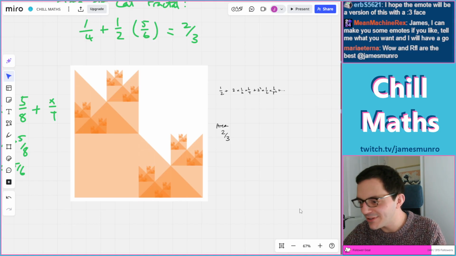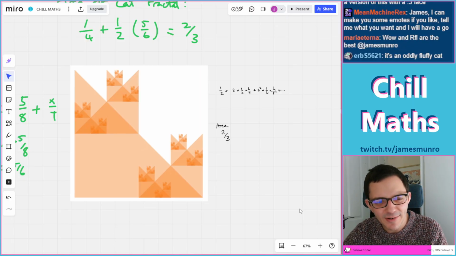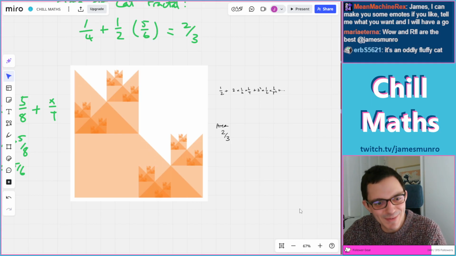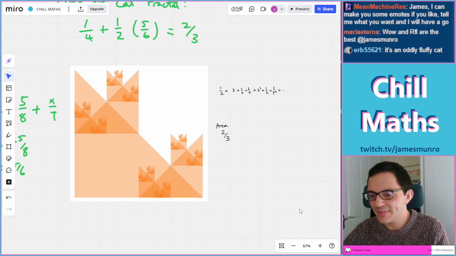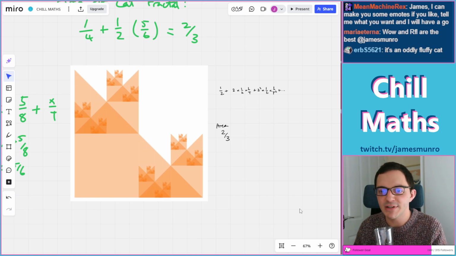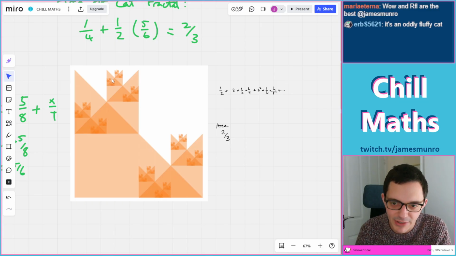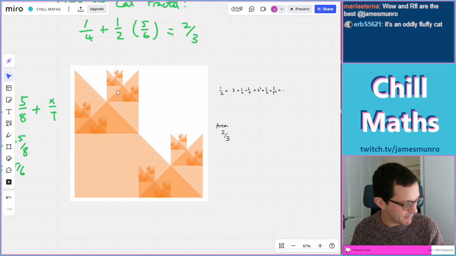Good. Wow and Ruffle are the best. My emotes were all very weird. I don't really know what emotes are supposed to be. I know Mean Machine Rex is very into emotes. You have your emote codes that somehow don't render into emotes for me on my screen. Yeah. It is an oddly fluffy cat. One of its ears is really, like, don't look too closely at one of its ears. It's got this little tuft of hair, which is also made of cat, I guess that is the thing about cats, isn't it?